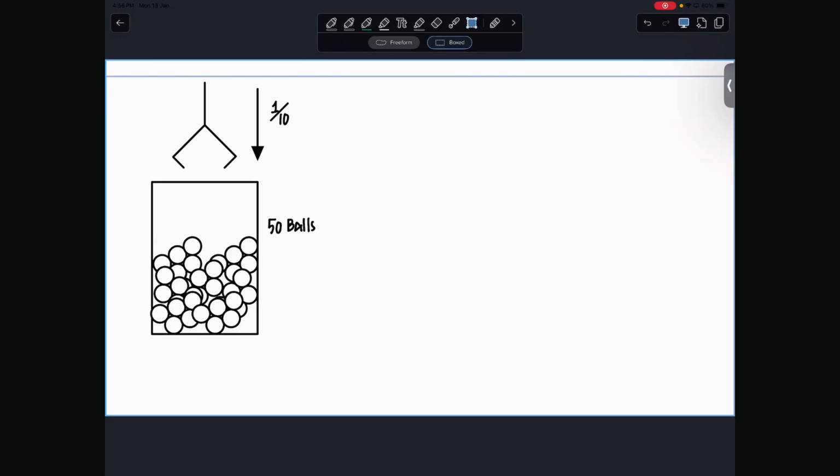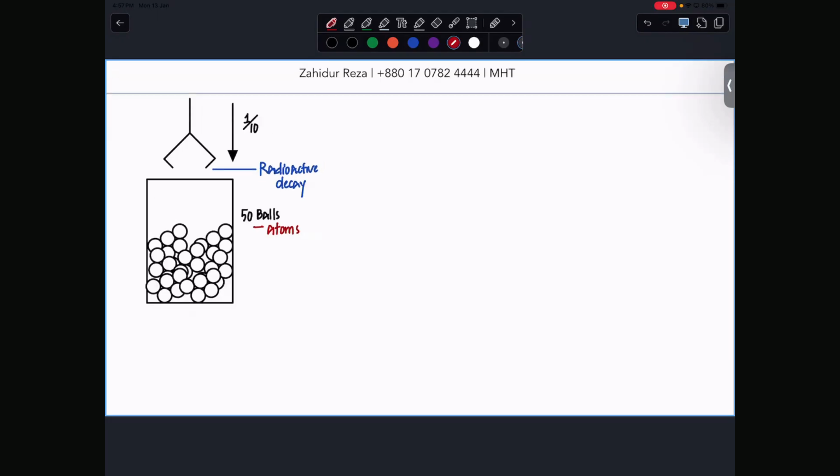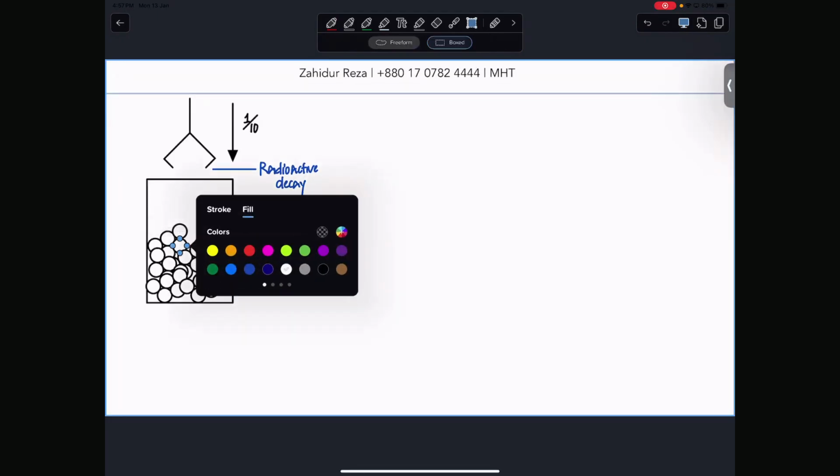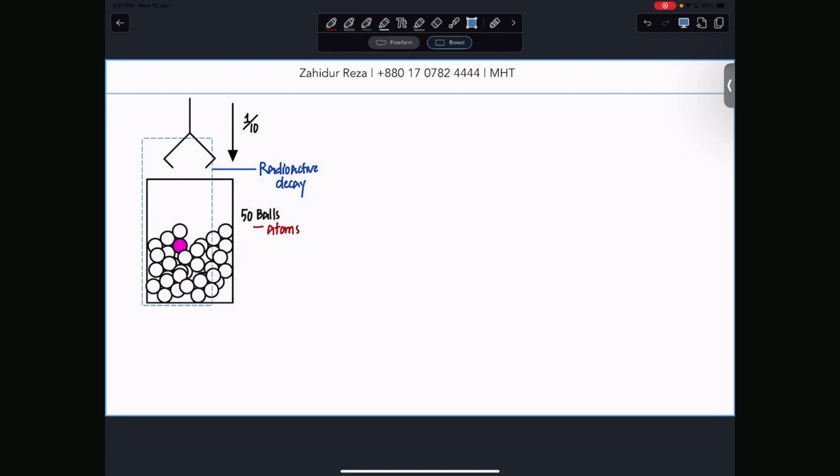Okay. Now, something important, this scooping process is our radioactive decay. Okay. When our radioactive decay process, that's the scooping process. And the balls are your atoms. Now, let's start the process. Okay. Let's start with the first one. Oh, by the way, I'll just keep one here, different color for explanation purpose.